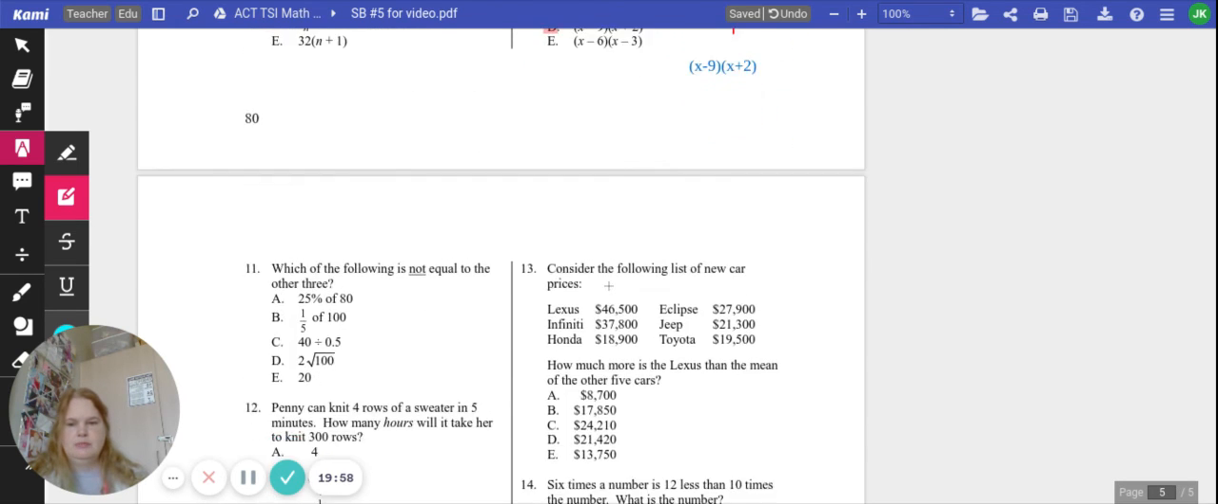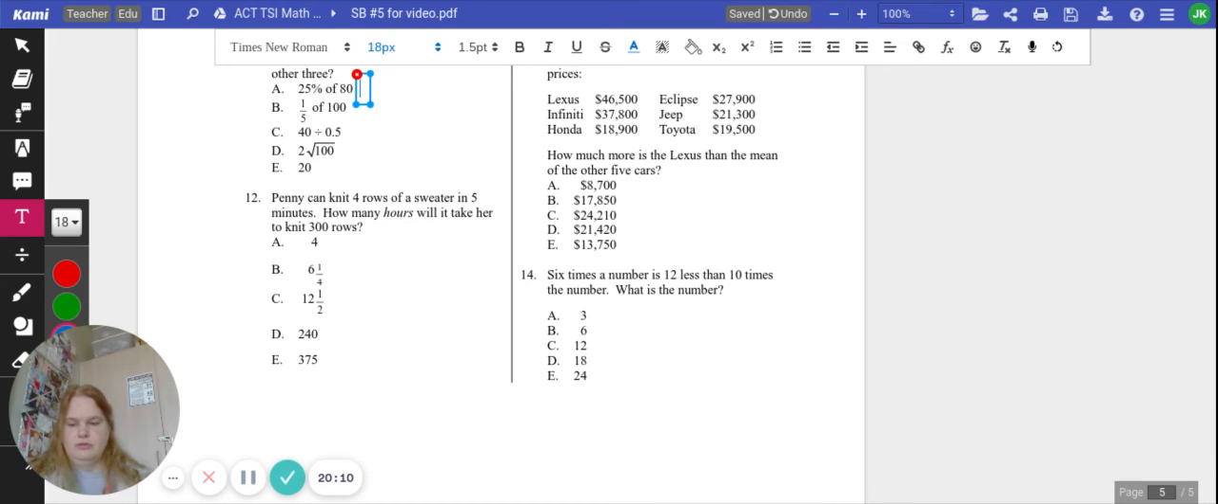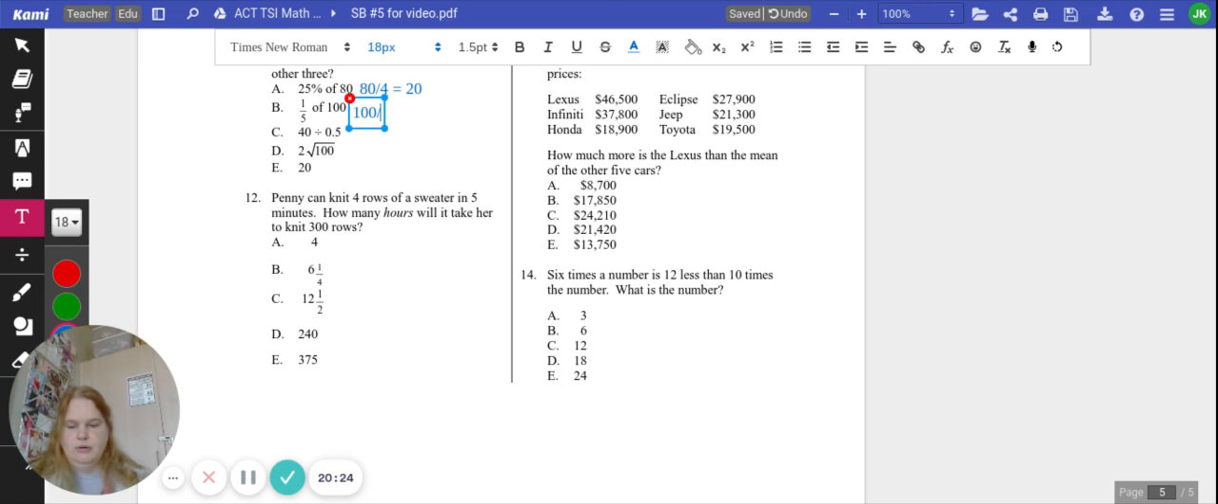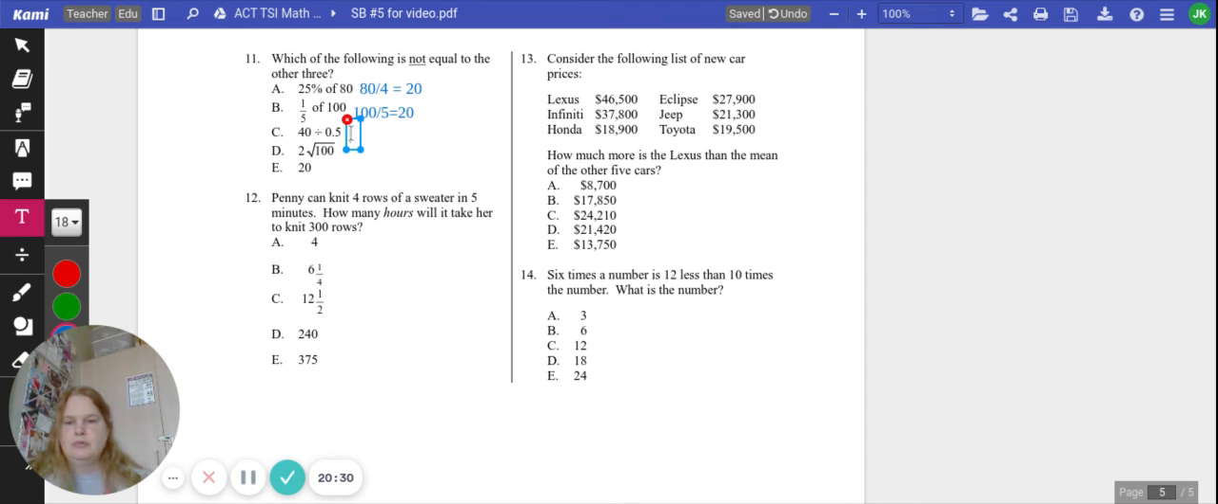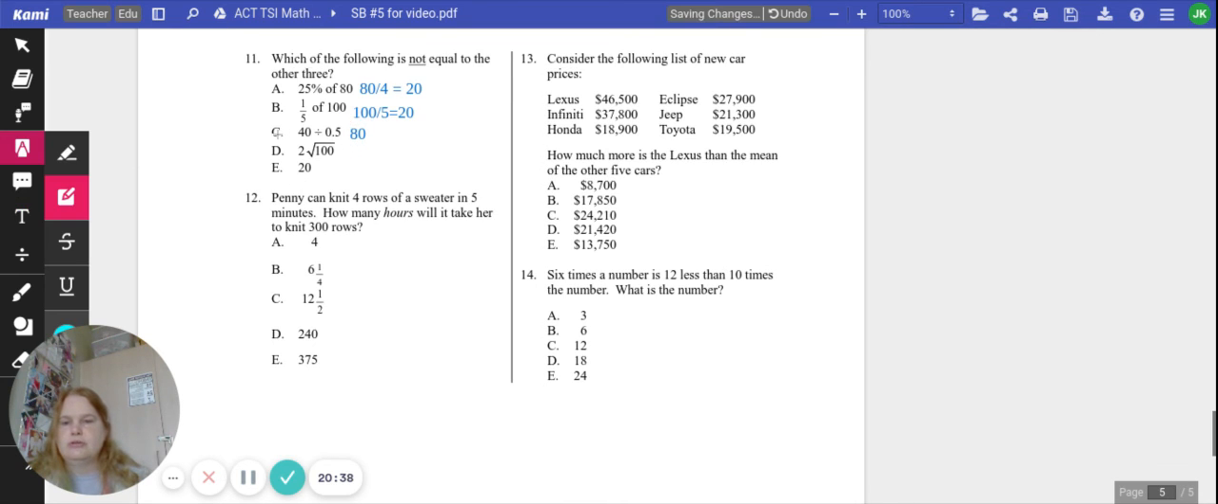All right, to the last page. Which one of these is not equal to the other 3? Well, now we just need to figure out what they are. 25% of 80. So I'm going to take 80 and divide by 4, because that's what 25% means. Or multiply. So I get 20. Okay. A fifth of 100. So that one, I take 100 divided by 5. I get 20 again. The next one, 40 divided by 0.5. If I put it in the calculator, I get 80. Ooh, 80 is not like the other answers of 20. So the answer is C.